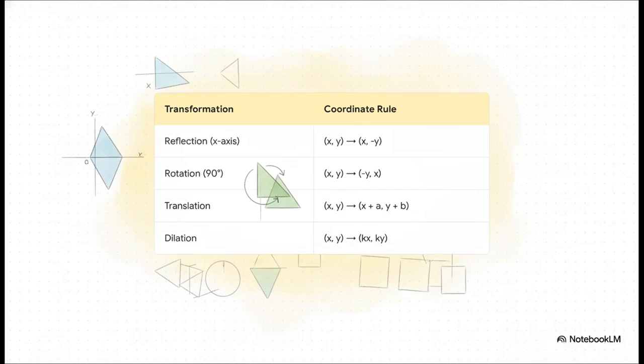Think of this table as your ultimate cheat sheet for moving shapes on a grid. Every single one of those verbs we talked about has a specific rule that tells you exactly what to do to the x and y coordinates. It takes all the guesswork out of it. It's a clear, predictable set of instructions.